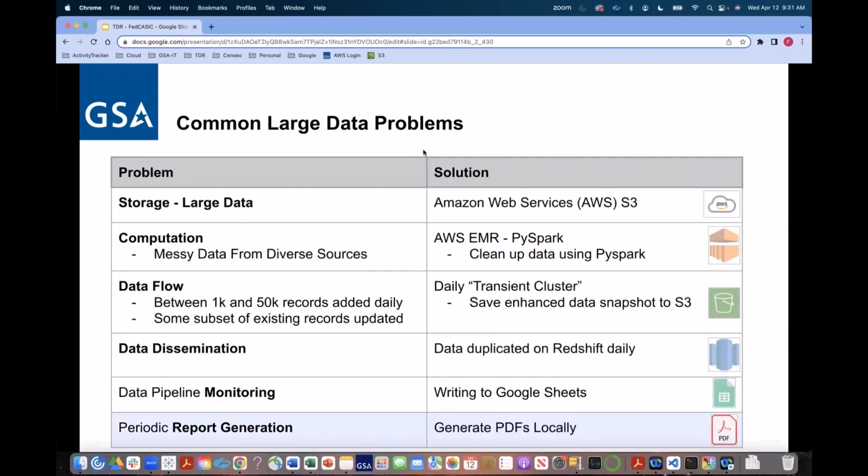I just want to mention that even though we use these particular technologies, we're not necessarily saying that they're better than alternative technologies.